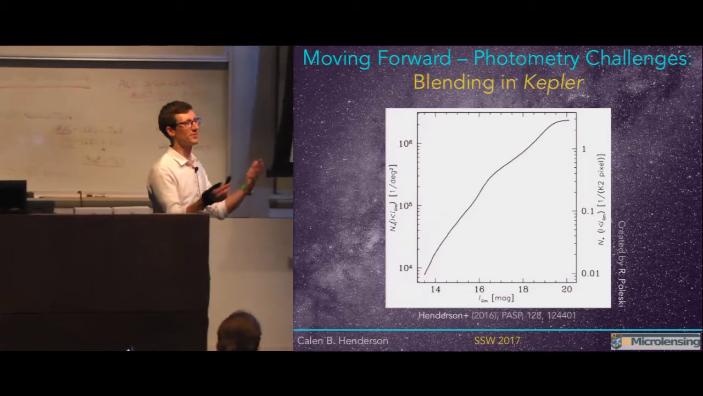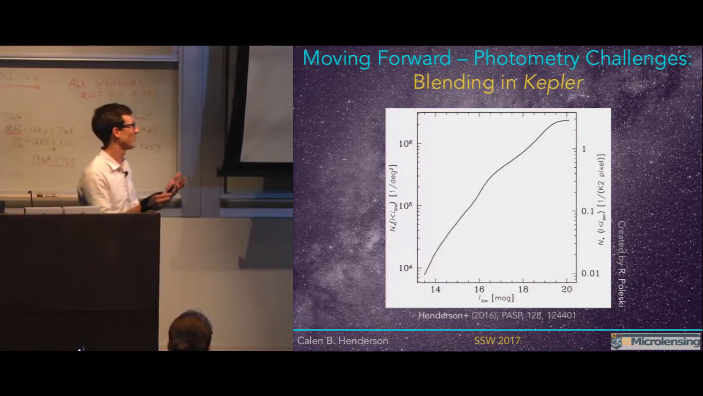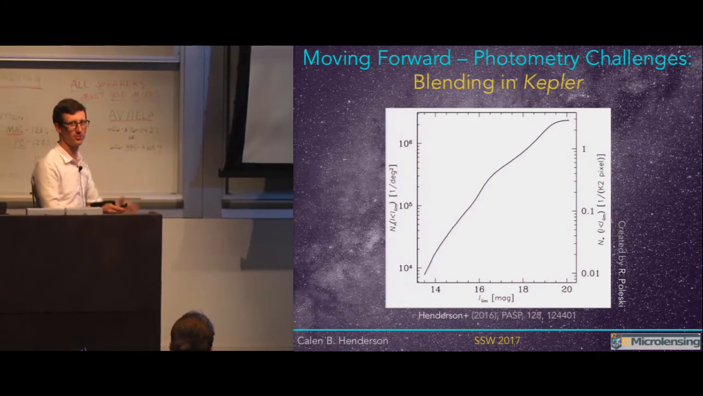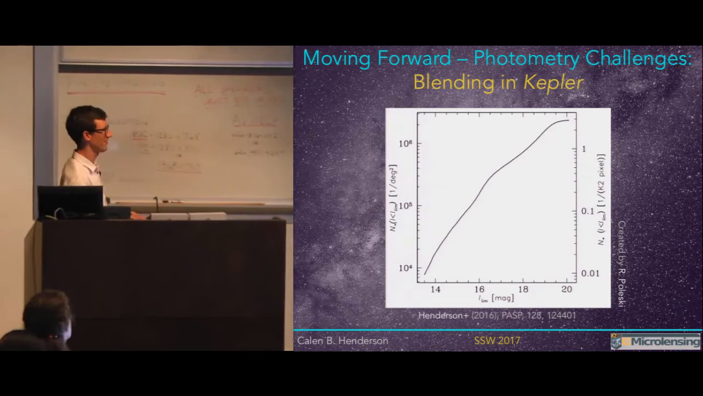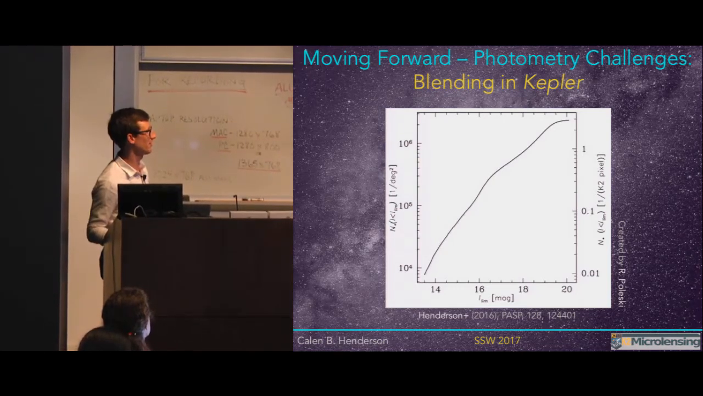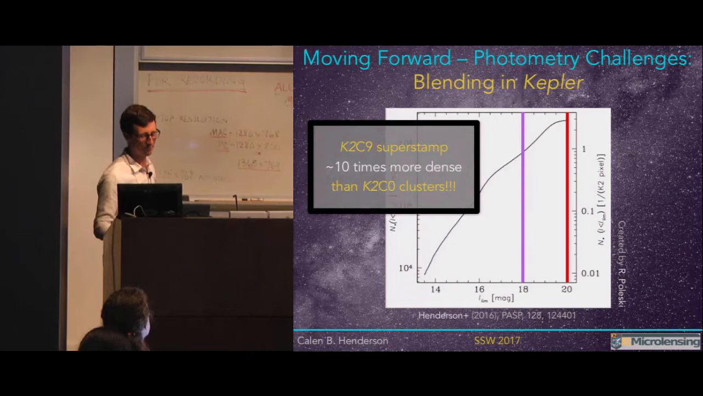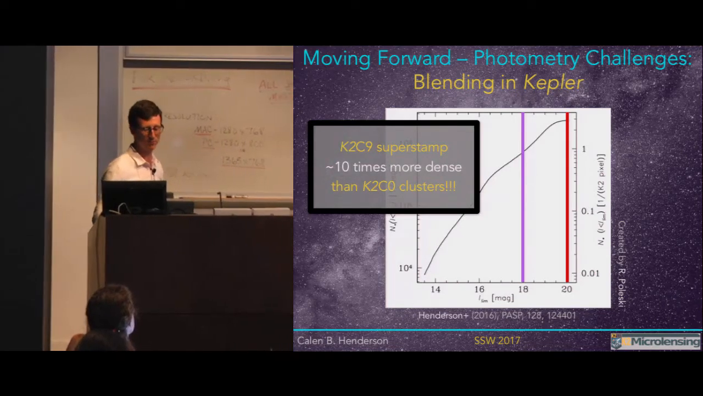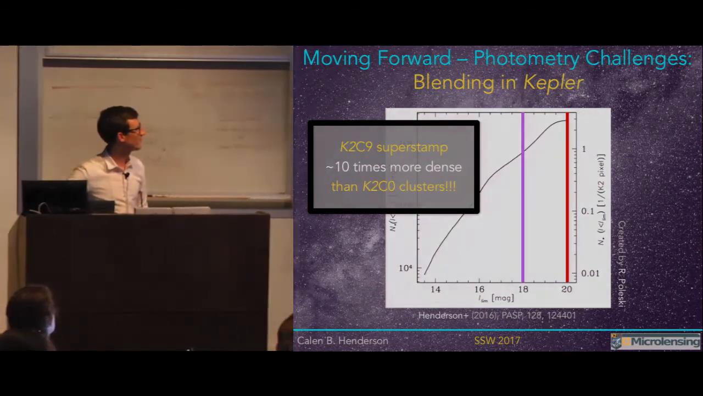What makes this even more difficult and potentially intractable is that the PRF for Kepler is often many, many pixels. It's a channel-dependent number, but it's 3 to 7. And so trying to understand the blend in this crowding regime is very difficult. And it's about 10 times more dense than previously the most dense observed areas for K2.